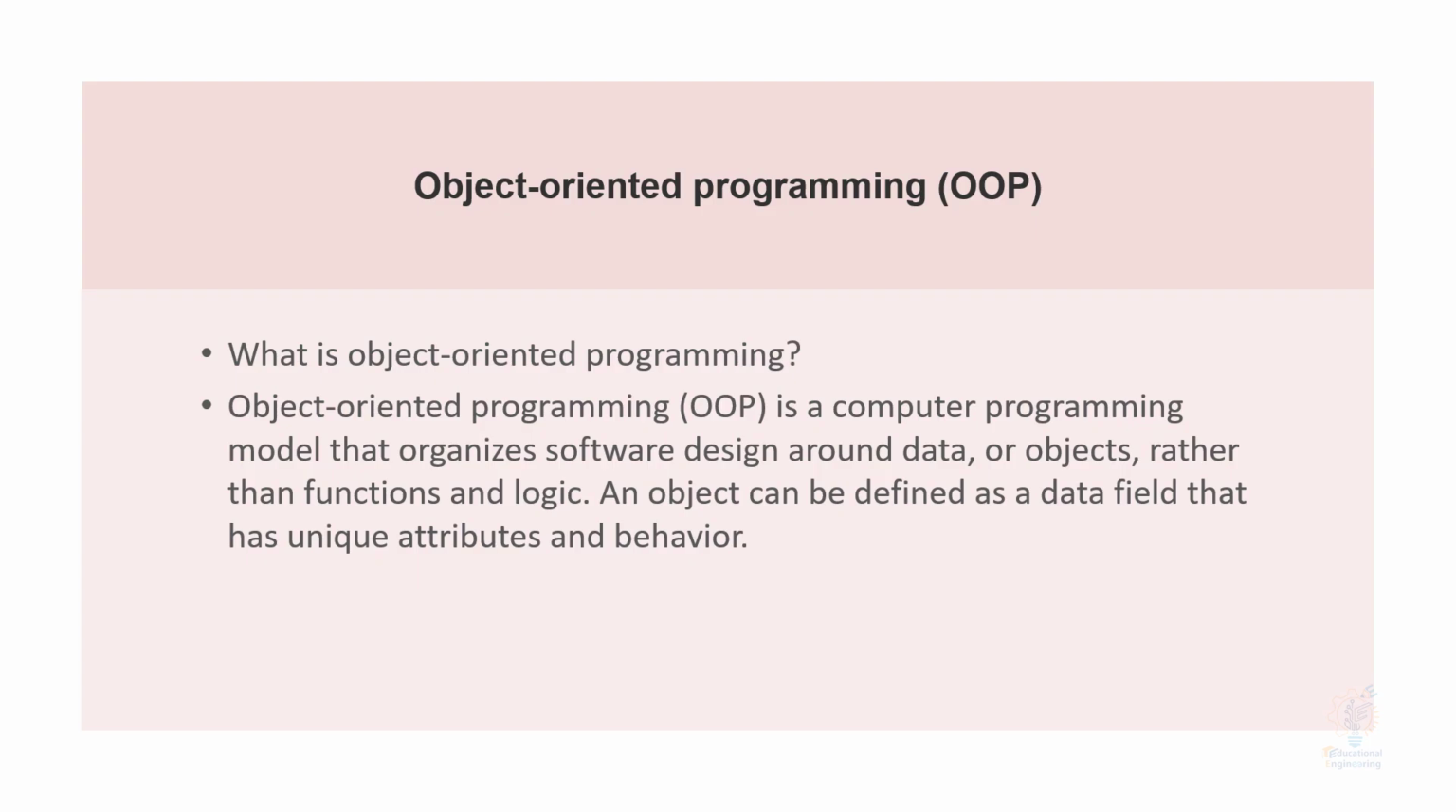Hello and welcome to this new lesson in which we are going to talk about object-oriented programming. Now, what is object-oriented programming? Object-oriented programming, or in short OOP, is a computer programming model that organizes software design around data or objects rather than functions and logic. An object can be defined as a data field that has unique attributes and behavior. Object-oriented programming focuses on the objects that developers want to manipulate rather than the logic required to manipulate them.